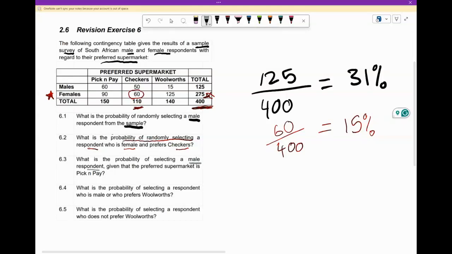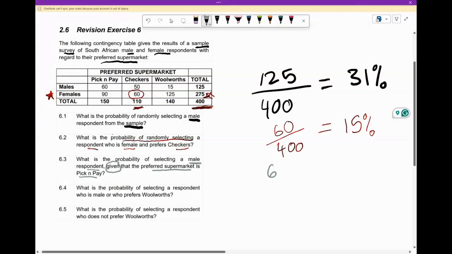Okay, here they're saying, what is the probability of selecting a male given, whenever we see this word, we must be very careful, given that the preferred supermarket is Pick and Pay? So remember, I asked earlier, I must read again. So, what is the probability of selecting a male? So we're looking for males, but given that that male prefers Pick and Pay.